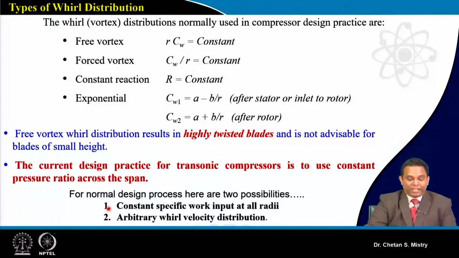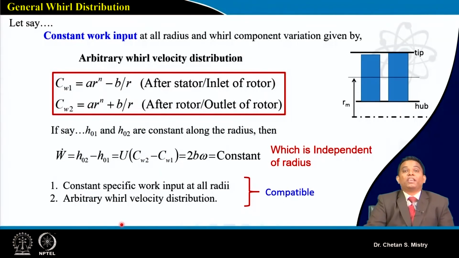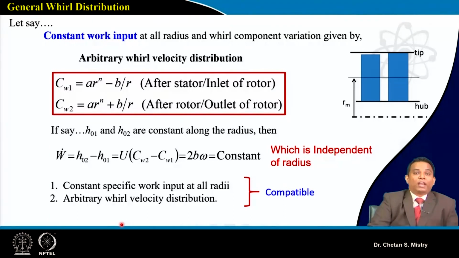One possibility we can say is constant specific work input at all radii, and second, arbitrary whirl velocity distribution. Okay, let's have a look at what exactly is the meaning here. Now what we have realized: if we consider constant work done, or constant work input at all the radii, and my whirl component is varying with the radius, that is what is given by arbitrary whirl velocity distribution.